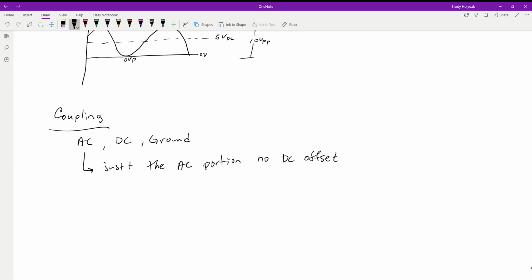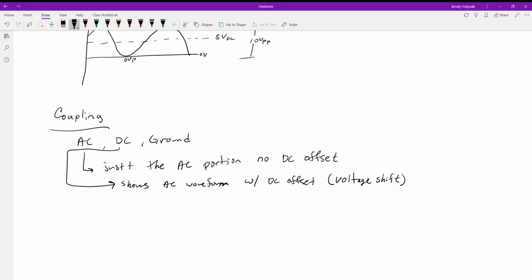Now when we shift into our DC mode, this shows us our AC waveform with the included voltage shift. Like I said, this gives us the opportunity to move this waveform around as we need it. One of the biggest examples is if you have a motor, you want it to periodically speed up and slow down, but you don't want it to reverse directions.